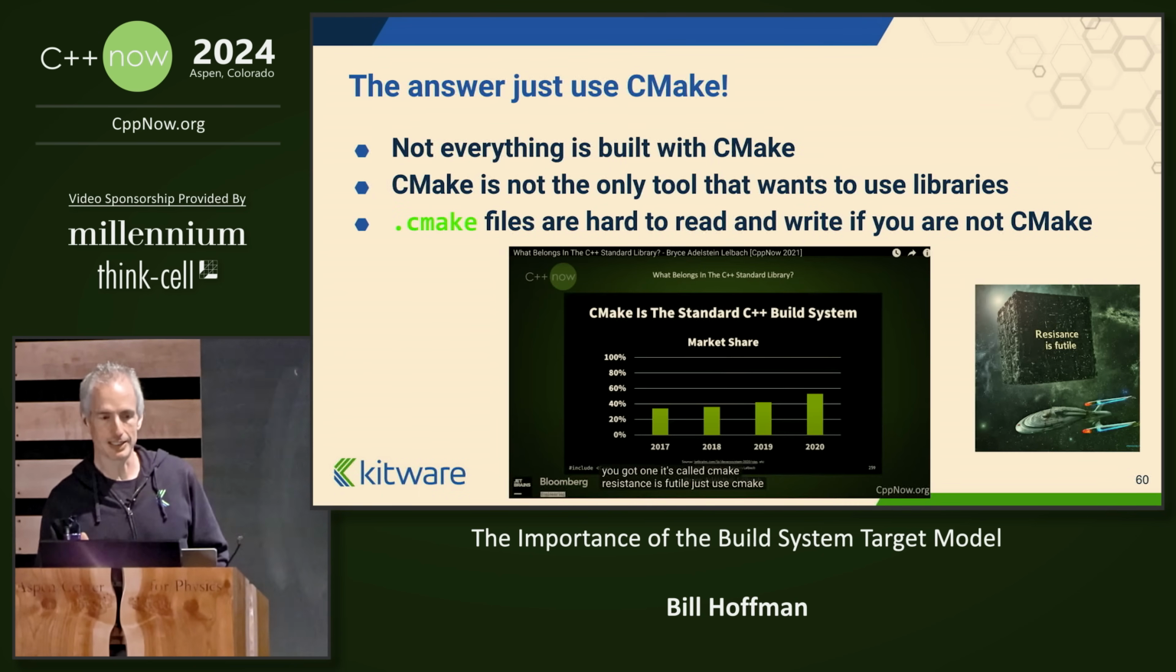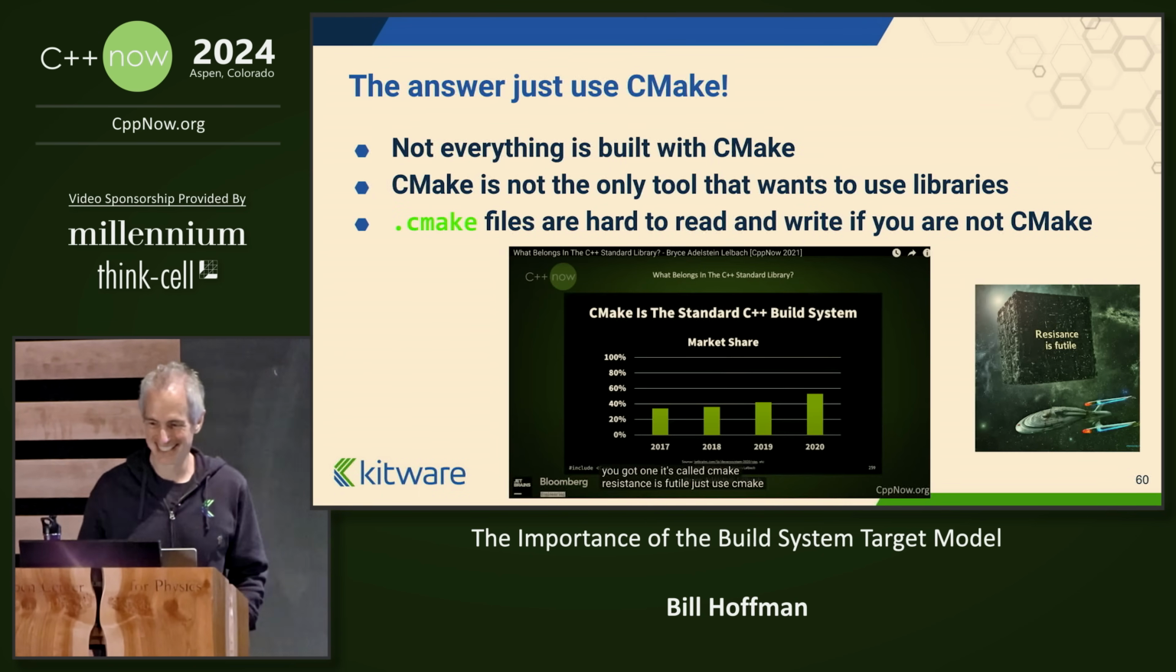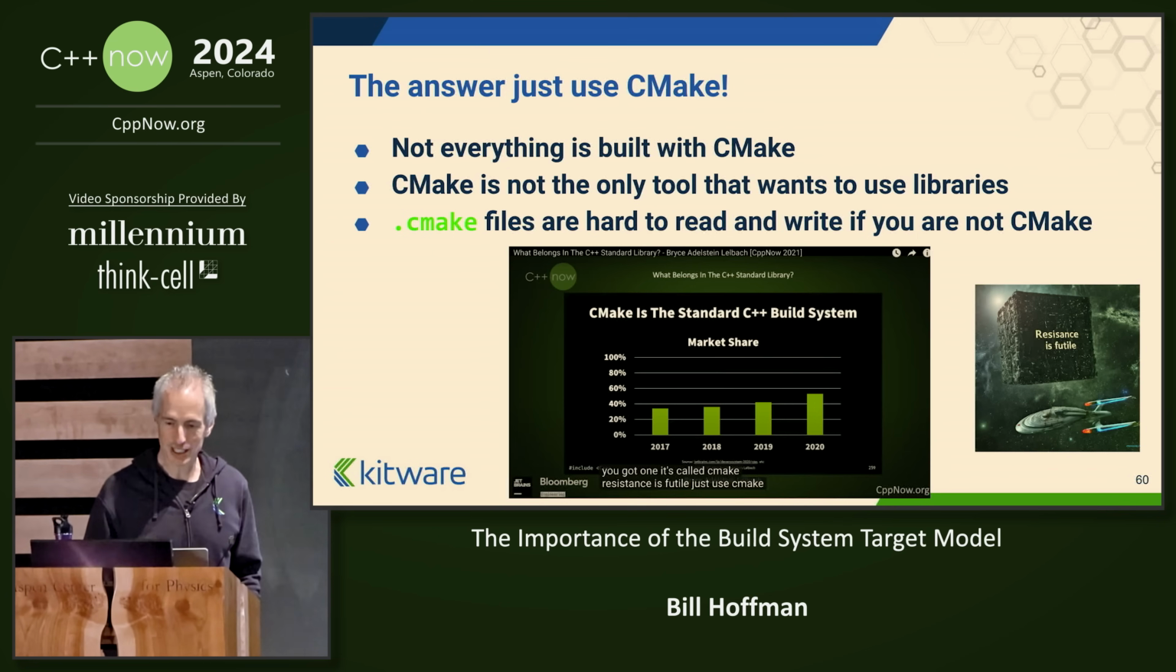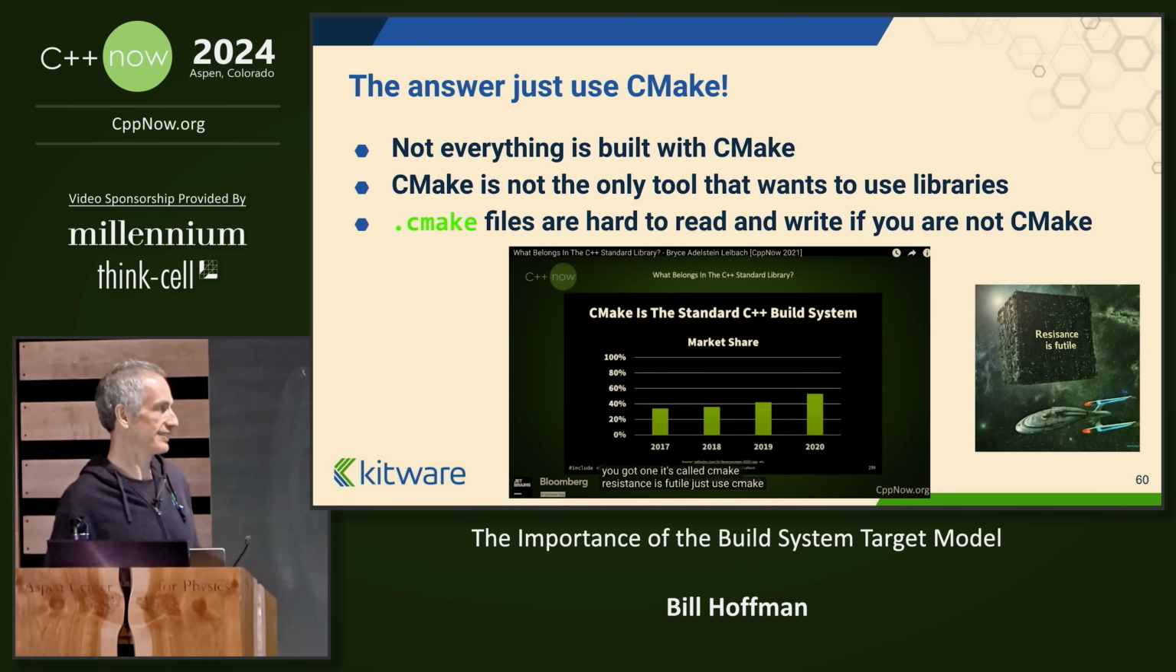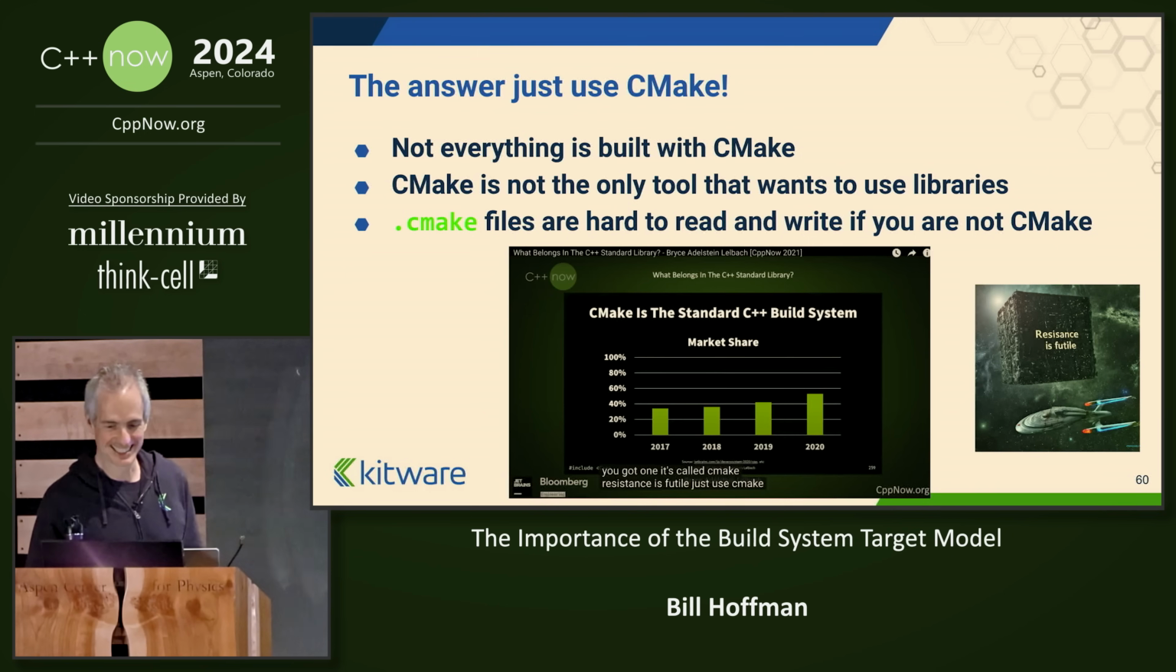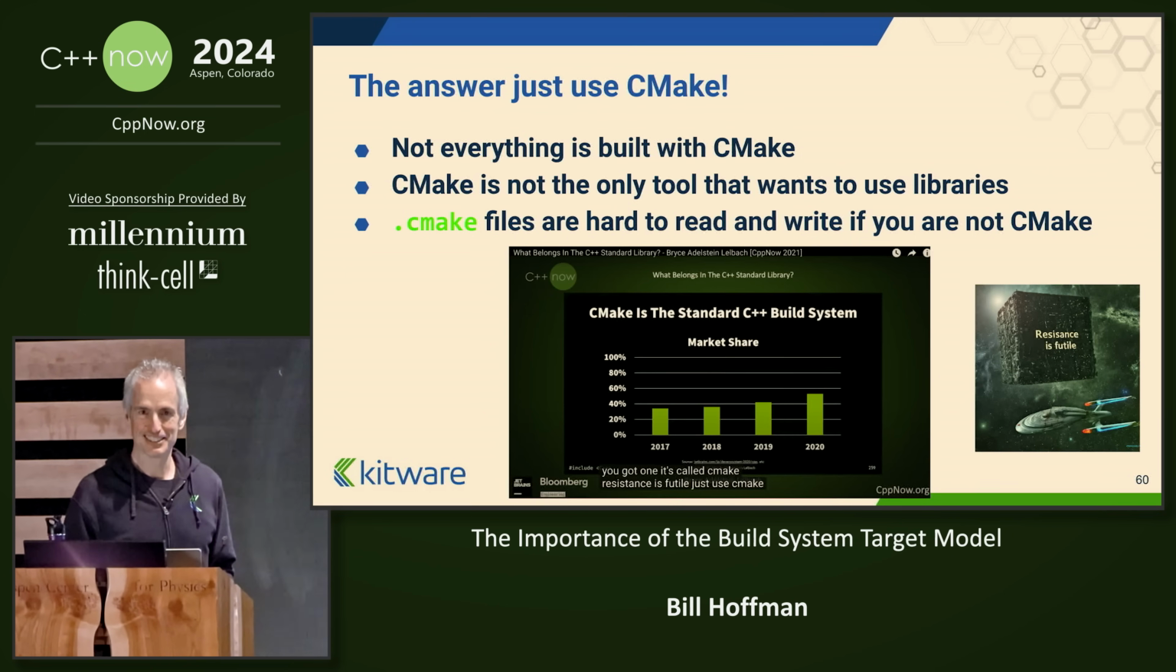So the answer is use CMake. As Bryce said, resistance is futile. We've got a standard build system. It's CMake. Another AI-generated image. But, you know, not everything's built with CMake. There are other build tools out there. And CMake's not the only tool that wants to use your libraries. And .cmake files are hard to read and write if you're not CMake.